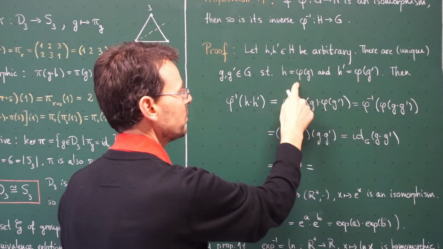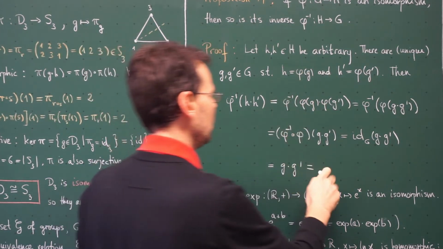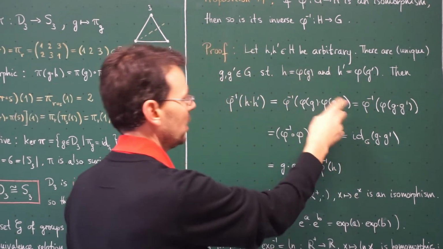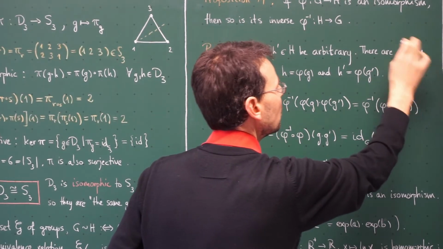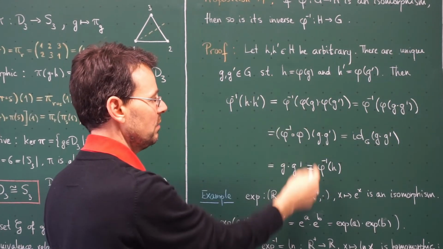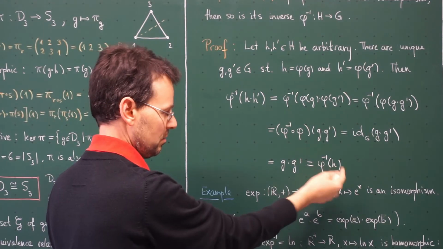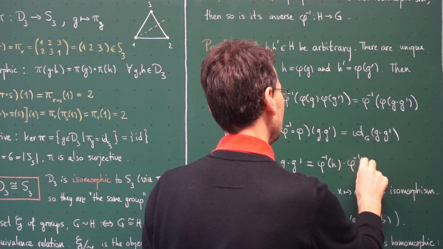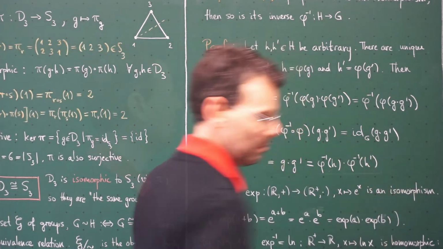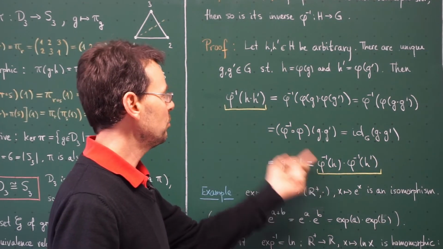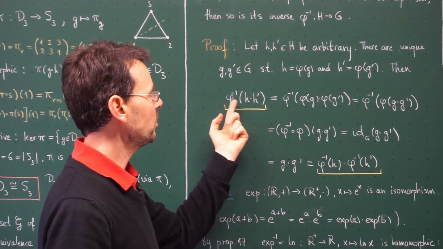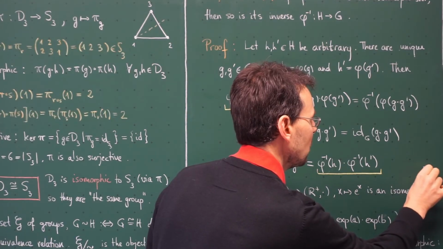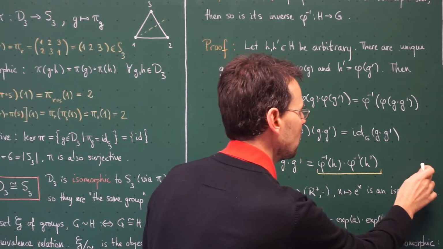And now we reverse this. g is simply phi inverse of h. Okay, now for this I need the bijectivity, so that I can write this exactly as phi inverse of h, and g prime is phi inverse of h prime. And this is exactly what we wanted to prove. This is the homomorphism property for phi inverse, which proves this very useful proposition.